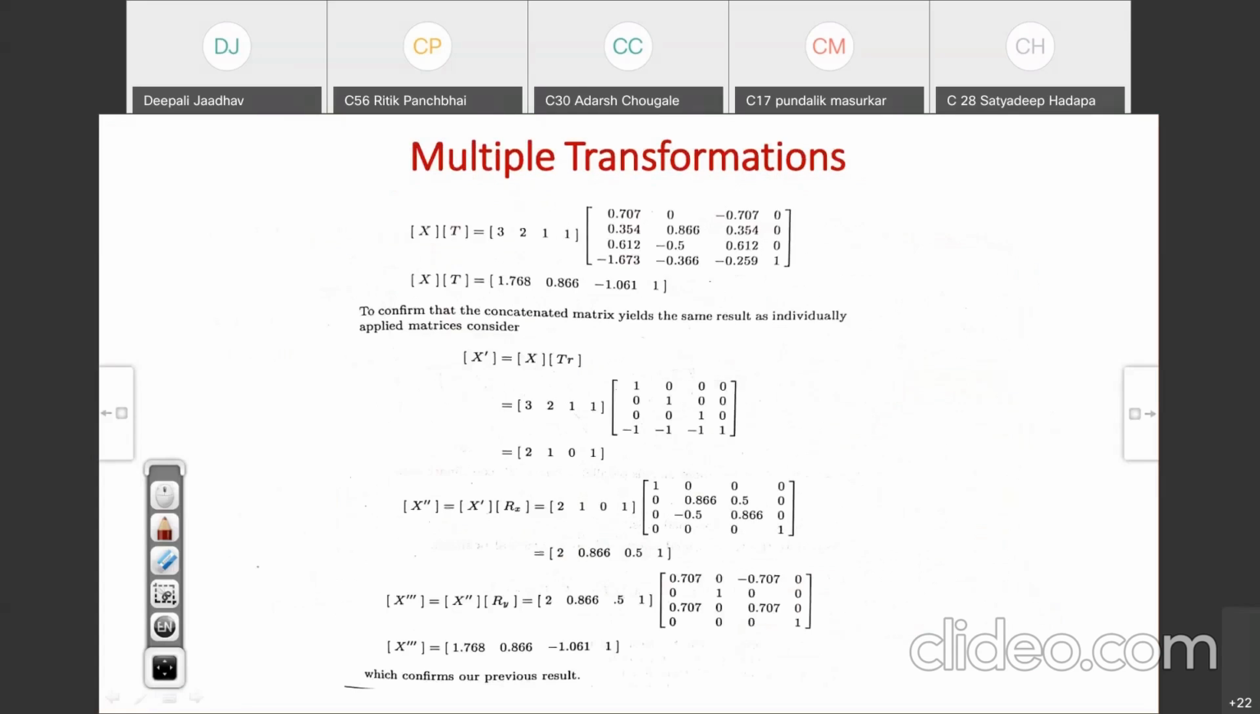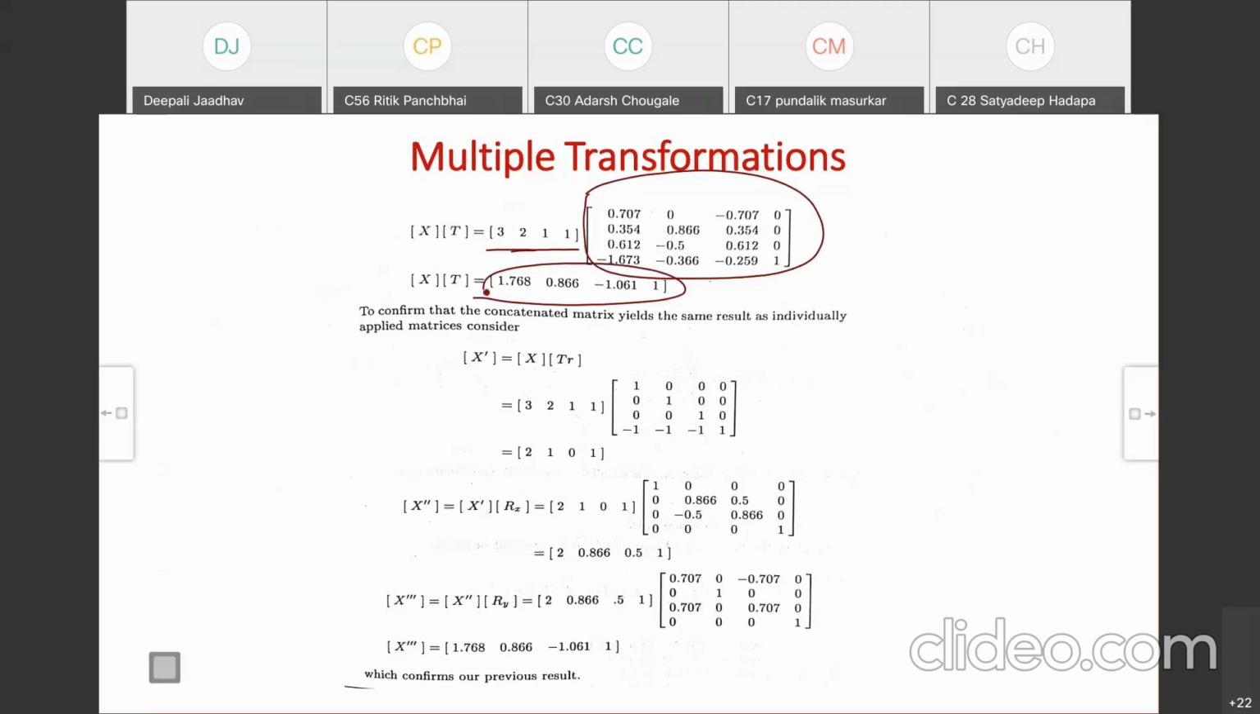So what is the position vector given here? 3, 2, 1, 1. Multiply this with the result, putting the values L equal to -1, M equal to -1, N equal to -1, 30 degrees and 45 degrees. This transformation matrix is concatenated. All three transformation matrices are concatenated or combined, and these are multiplied with the position vector, and this will be the result. And this is our final result.